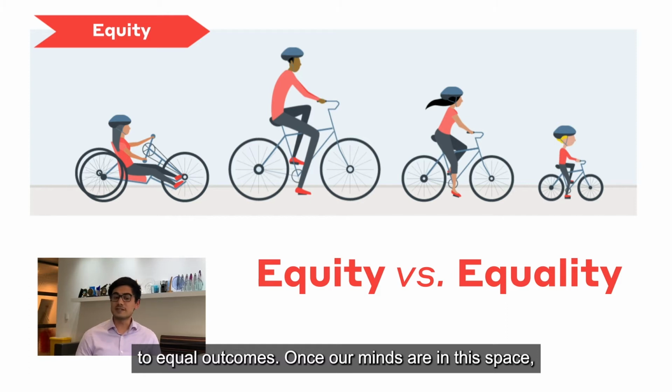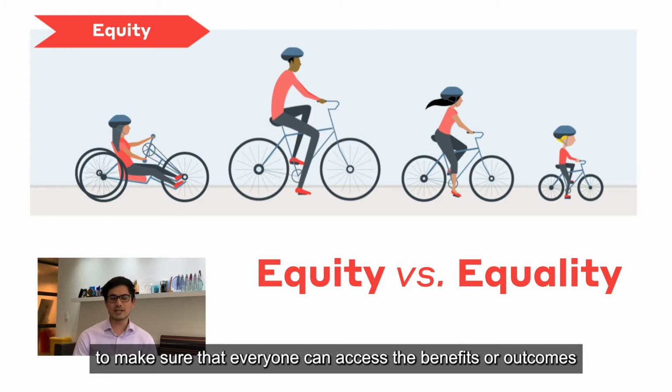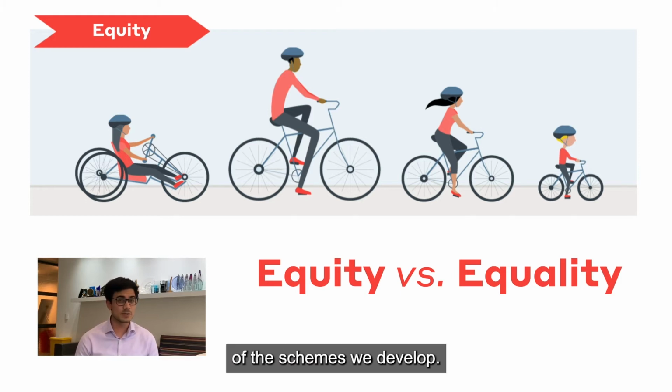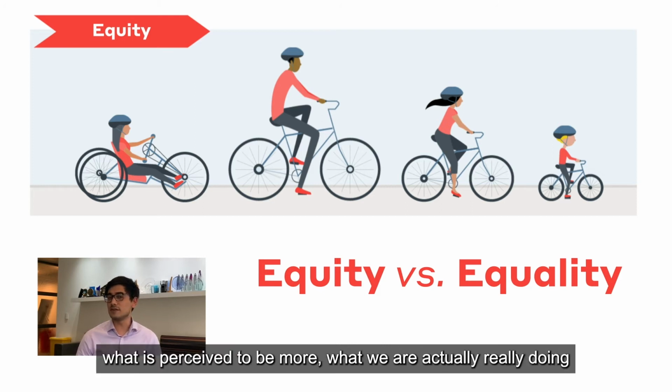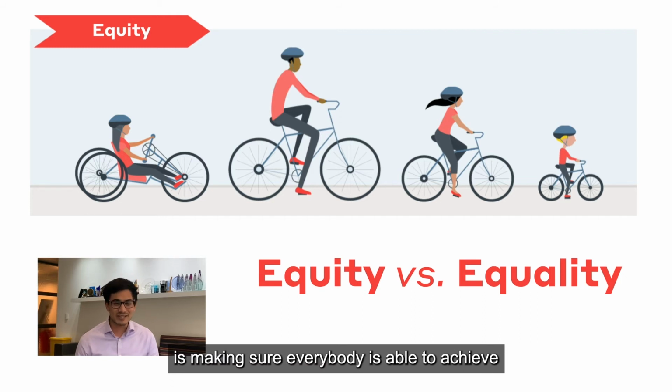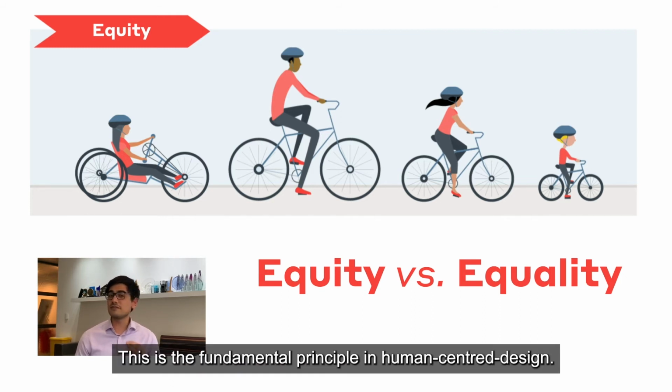Once our minds are in this space, we can look to our planning and design process to make sure that everyone can access the benefits or outcomes of the schemes we develop. While this sometimes means giving some people what is perceived to be more, what we're actually really doing is making sure everybody is able to achieve and benefit from the same outcome. This is the fundamental principle in human-centered design.